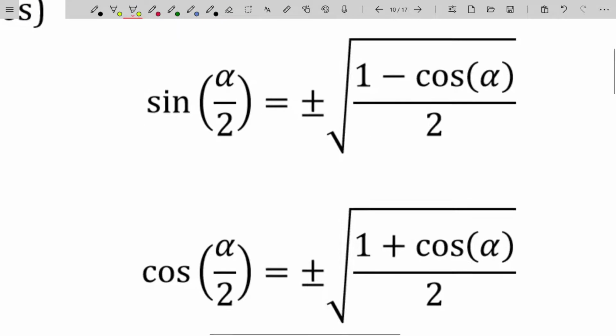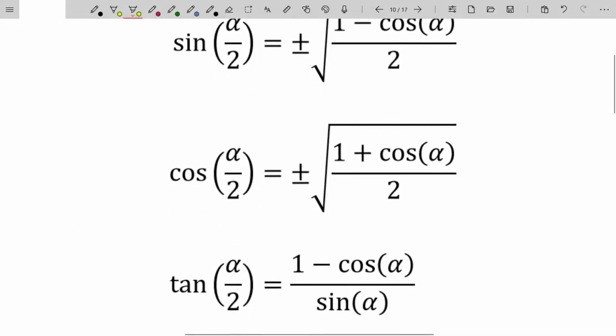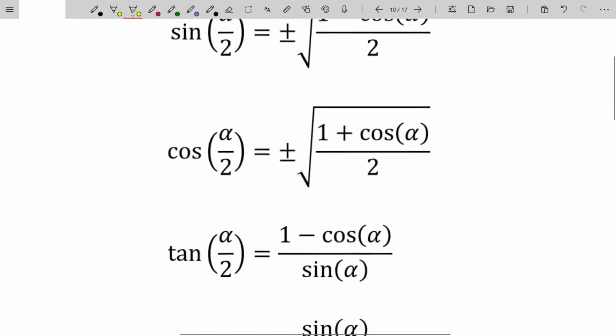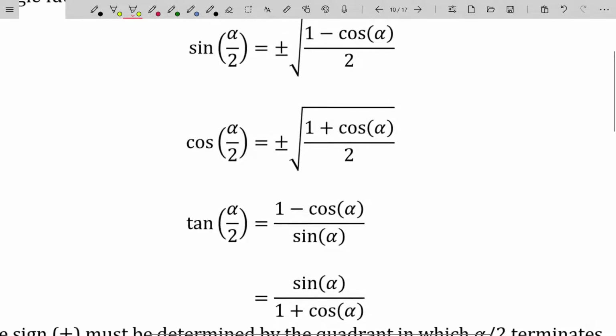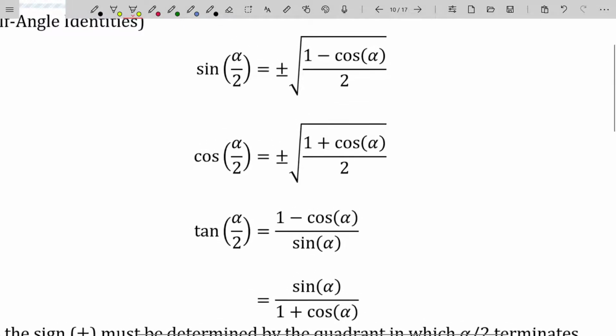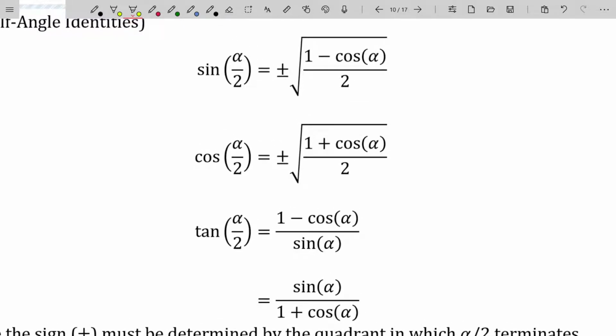The cosine of the half angle, that's also plus or minus the square root of 1 plus the cosine of alpha, over 2. And then there is a tangent of half angle formula. In fact, there's 2 of them, but I don't require my students to memorize those. Your instructor might require you to memorize those. I just think they're silly to memorize, the tangent identities.